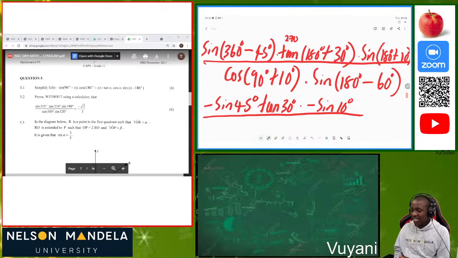Now let's go to cos of 90 degrees plus 10. The moment you hear cos 90, the moment you have sine 90, know that those are co-ratios.